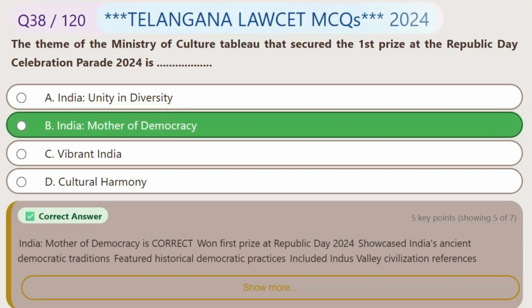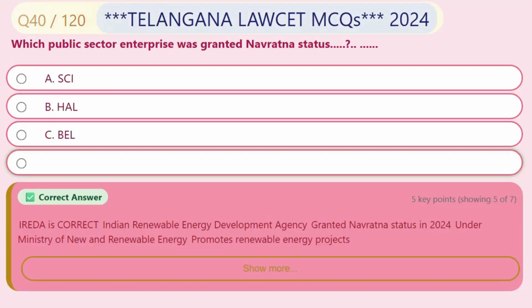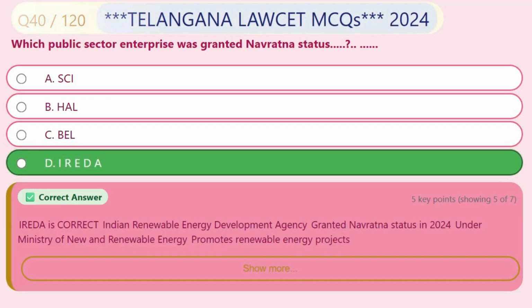The theme of the Ministry of Culture tableau that secured the first prize at the Republic Day Celebration Parade 2024 is India, Mother of Democracy. Former Indian Revenue Officer has been re-elected as India's nominee to the Vienna-based International Narcotics Control Board. Jagjit Pavadia. Which public sector enterprise was granted Navratna status? IREDA.